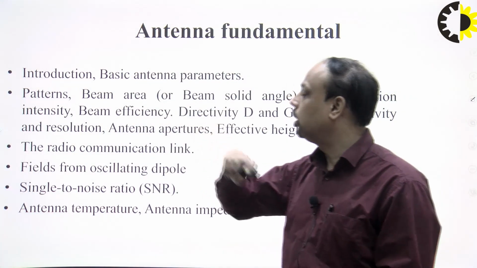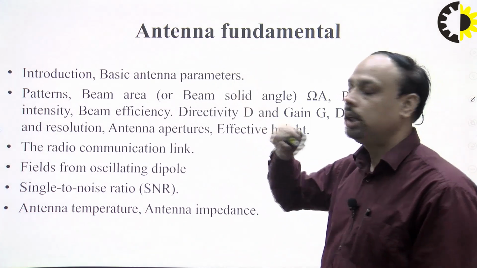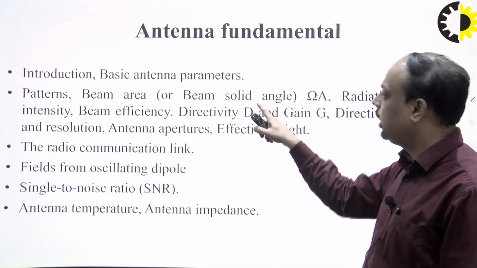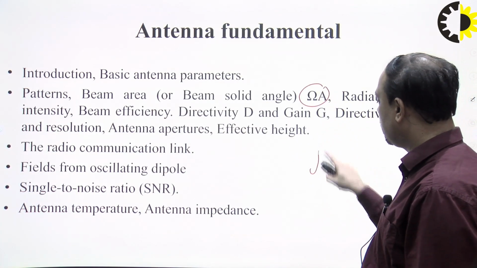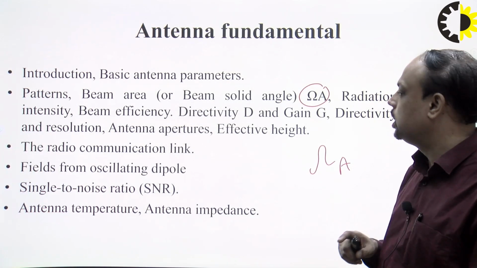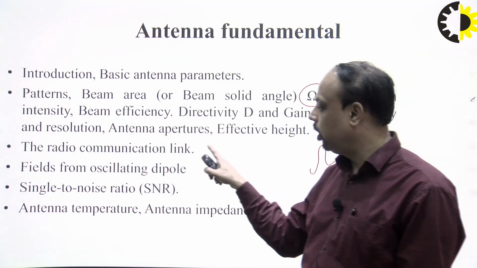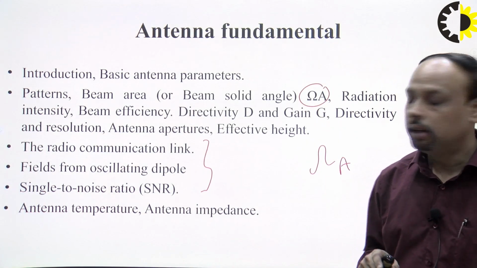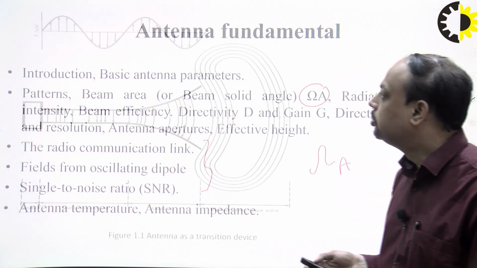That is, introduction of what is antenna, the fundamental properties of antennas, basic antenna parameters like radiation pattern, beam area, beam solid angle, which is represented by omega A, with A in the suffix, radiation intensity, beam efficiency, directivity, gain, resolution, etc. And in the next lecture, we are also going to discuss these topics, that is radio communication link, field from oscillating dipole, signal to noise ratio, and antenna temperature as well.